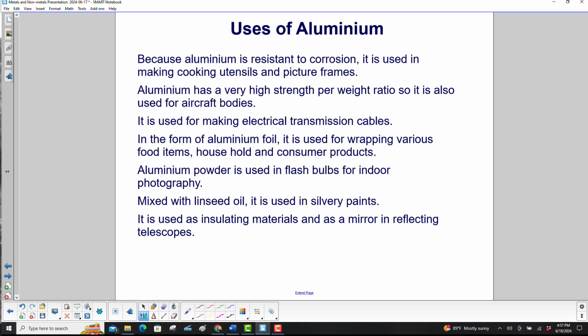In the form of aluminium foil, it is used for wrapping various food items, household and consumer products. Aluminium powder is used in flash bulbs for indoor photography. Mixed with linseed oil, it is also used in silvery paints. It is used as insulating materials and as a mirror in reflecting telescopes.